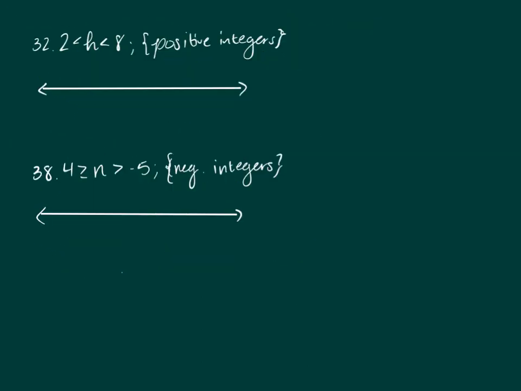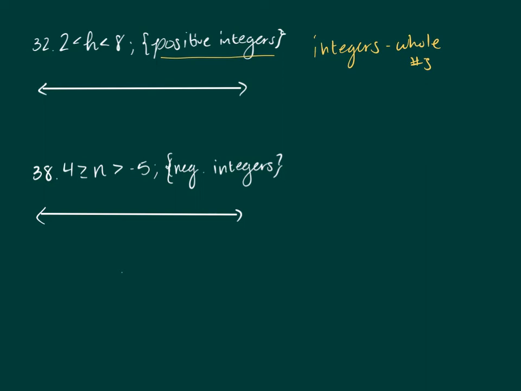Okay, so let's move on to some graphing. So for 32, we're given the statement that h has to be between 2 and 8. And then they give us a domain, so that's a limitation on our h's, in that we're only looking at positive integers. Remember, integers are whole numbers, right? So we can't include stuff like 1 1/2, 3/4, 1/8, that kind of stuff.